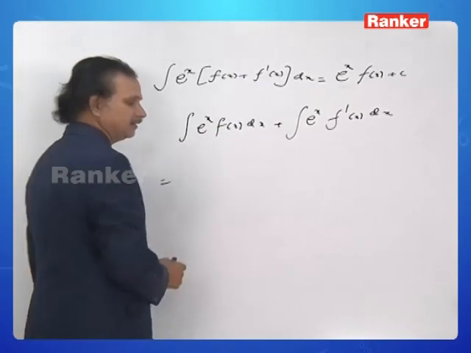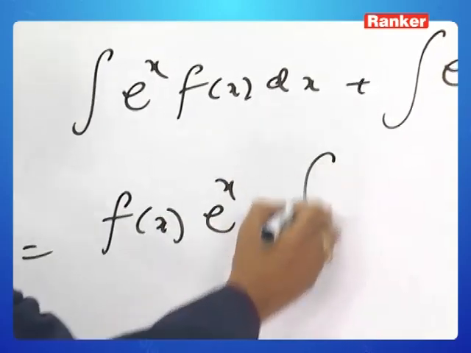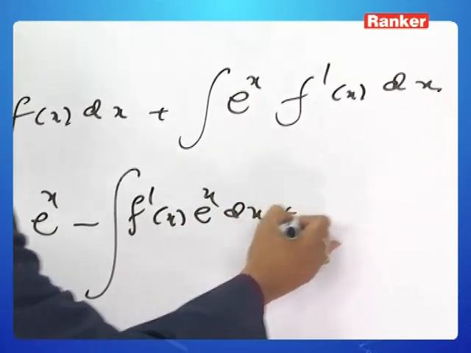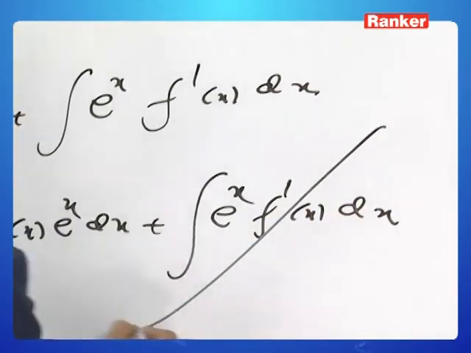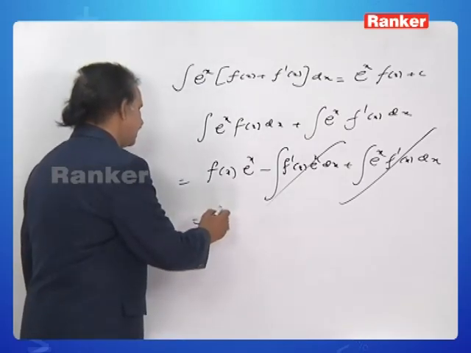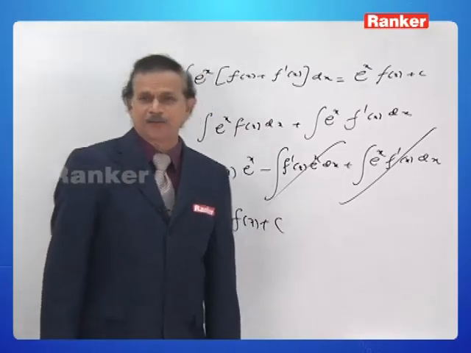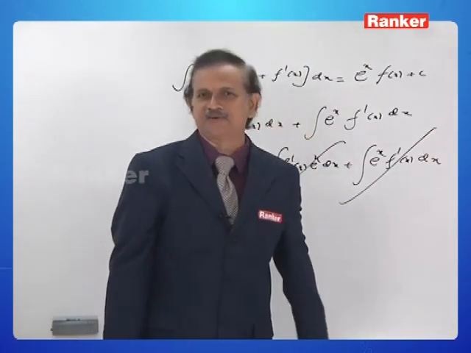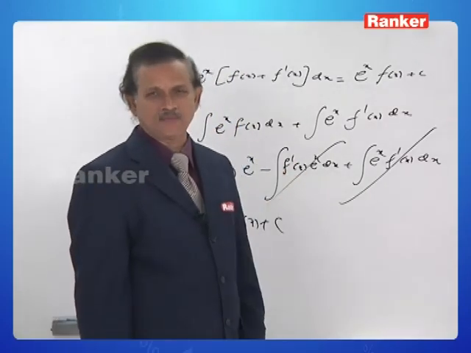Use the by parts formula here. F of x into integral of e power x minus integral of f dash x into integral of e power x dx, plus integral of e power x into f dash x dx. Just within one step we are able to have the answer as e power x into f of x plus c, of course. Even though it looks simple, it has a wide range of applications. So, how many applications are there for this formula? And let us observe some of those applications.